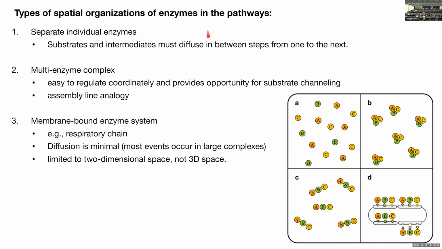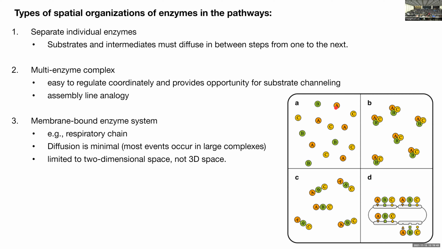The first one is separate individual enzymes, where different enzymes are involved in getting the final product. But they are just separate individual soluble proteins, so they're going to exist randomly in the cytoplasm or some other places inside some kind of organelle, like ER or mitochondria and so on.